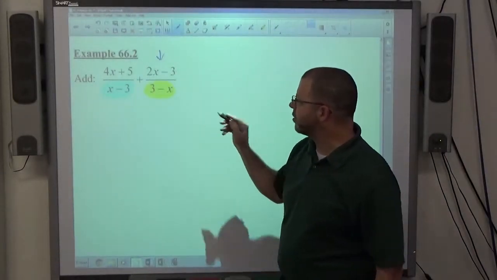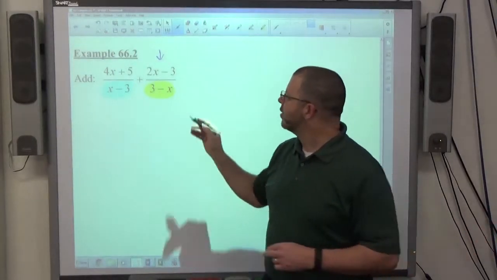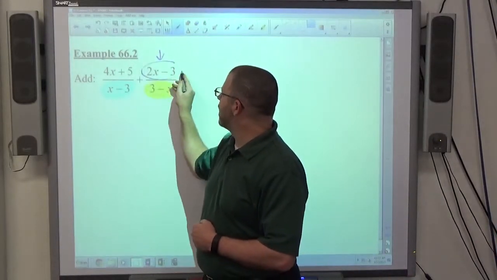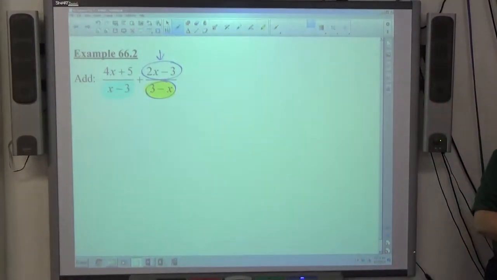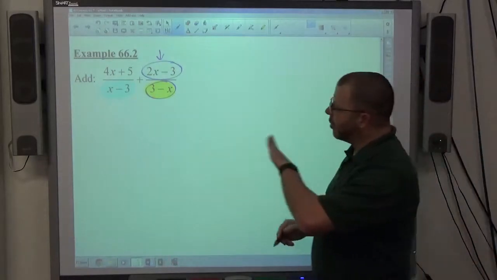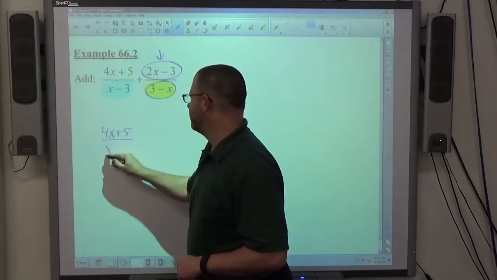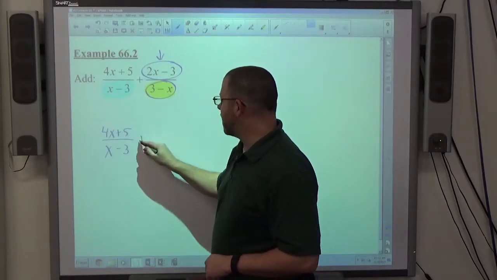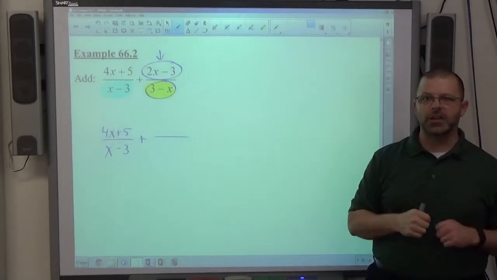Now, this time, notice, we have a plus in front, right? We like plus. Plus is our friend. So I'm going to change the top signs and the bottom signs on this one. I'm going to keep the plus in the middle. All right, so the front stays plus. So the first fraction is going to remain 4x plus 5 over x minus 3. The plus is going to stay plus, and the requirement of the rule is if I change any signs, I change all signs on both top and bottom.